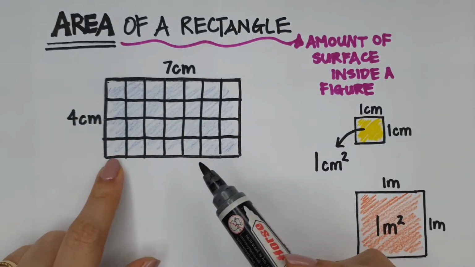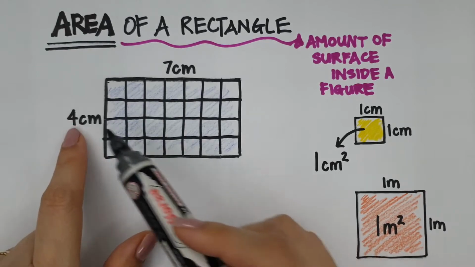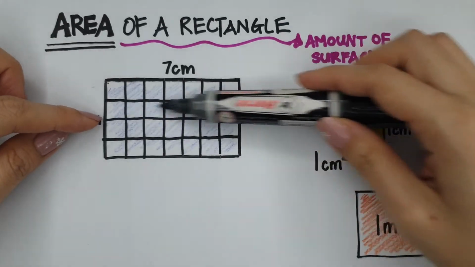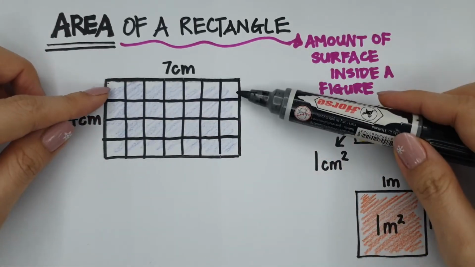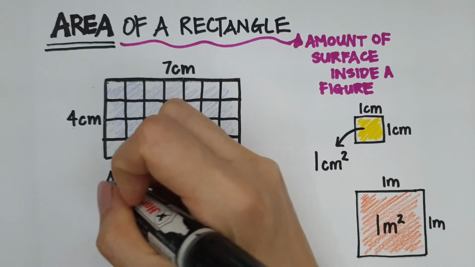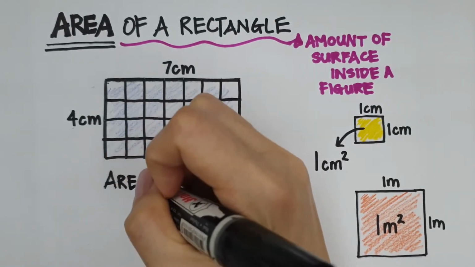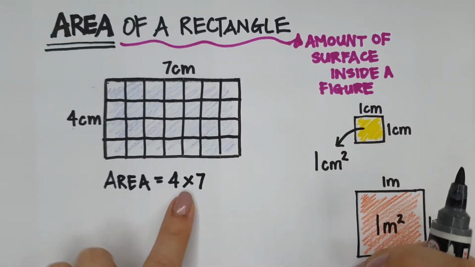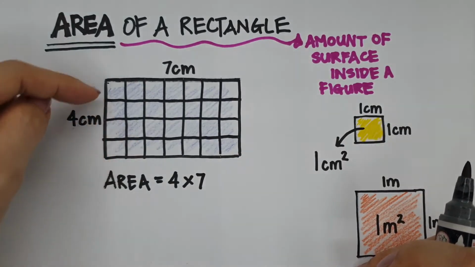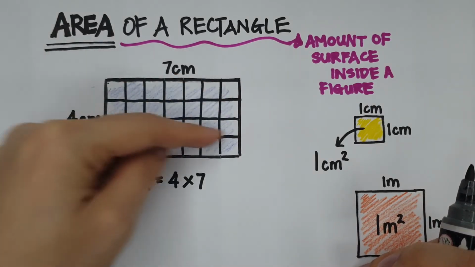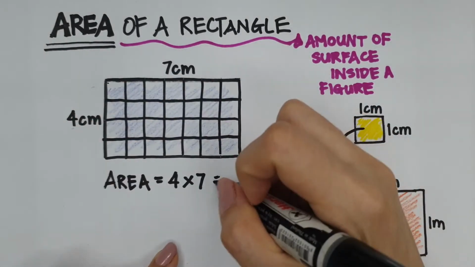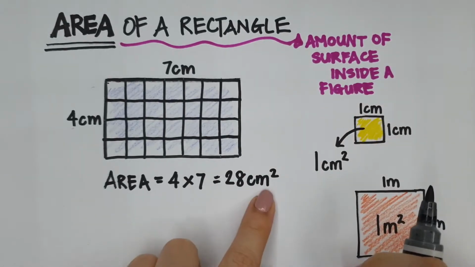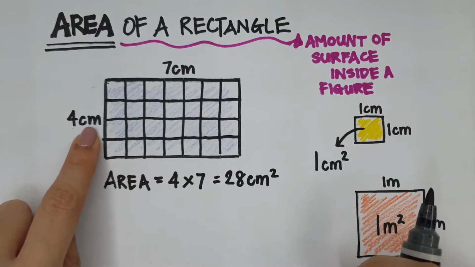Now, remember, in multiplication, we have groups of. If I have 4 groups of 7, look here, I have 7 in this row, 7 in this row, 7, 7. I have 4 groups of 7. So I'm going to write it down. Area is actually 4 groups of 7, which we can write as a multiplication. 4 groups of 7. 7 plus 7 plus 7 plus 7. That will give me 28 square units, square centimeters, because the units are centimeters, yes?